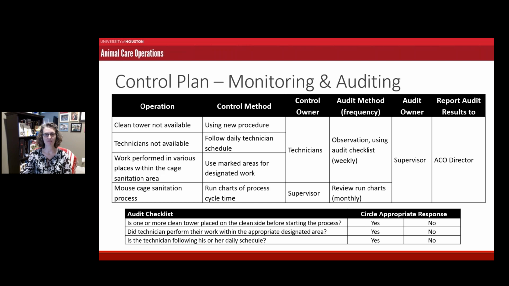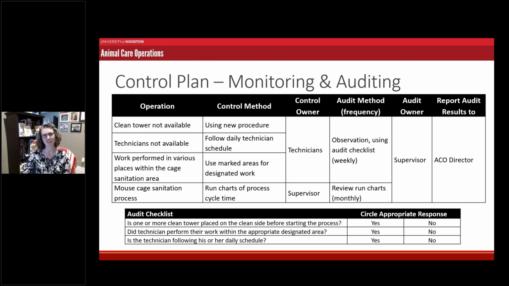So at the bottom of this slide, you can see that we have the audit checklist, and they can simply, 3 quick questions, just going to take a minute or two of observation in the work area. They're going to be circling yes or no, and they can then be reporting that to the director. But I do want to share that it is not just for reporting to the director.